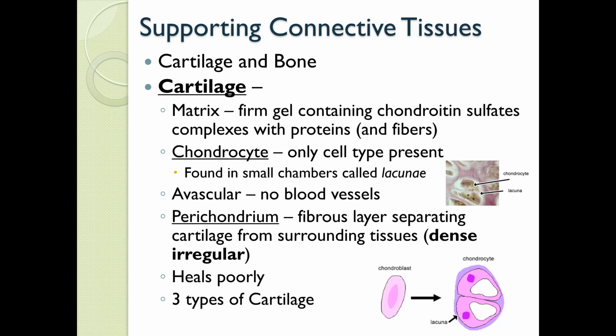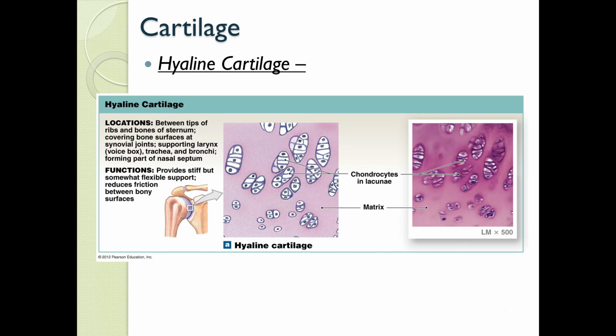And there are 3 different types of cartilages, and you do have to differentiate between them, and we're going to go over those next. So the first type of cartilage is hyaline cartilage. Hyaline cartilage is found between the tips of ribs and the bones of your sternum, which is your breastbone. It's also on the covering of bone surfaces at synovial joints.